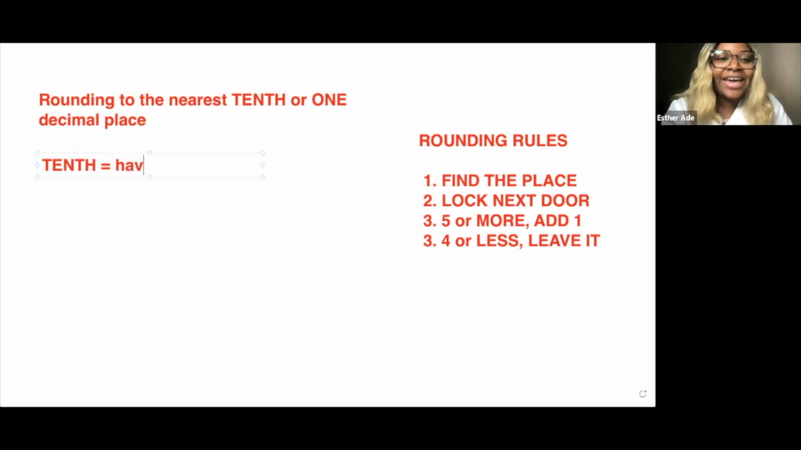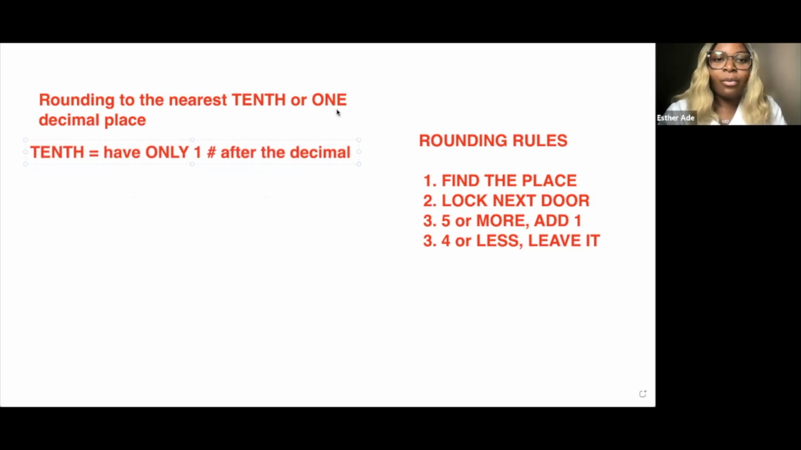I have 1 number after the decimal. All right, only 1. I have only 1 number after the decimal point. Okay, so what does a tenth look like? So a tenth is this: 1.0, 1.5, 5.2, 5.4, 8.9, 111.5. All right. 2005.7.